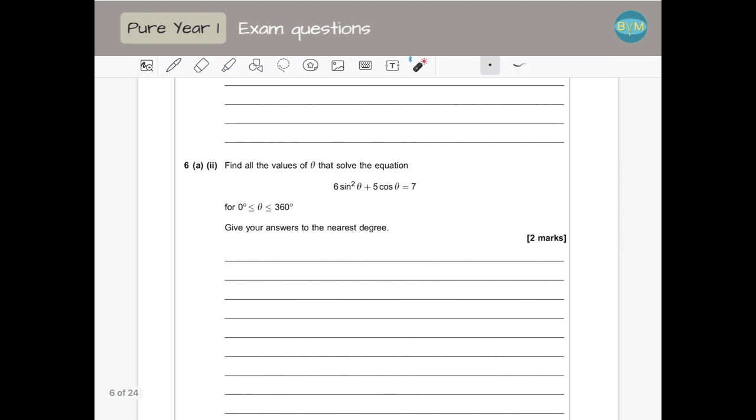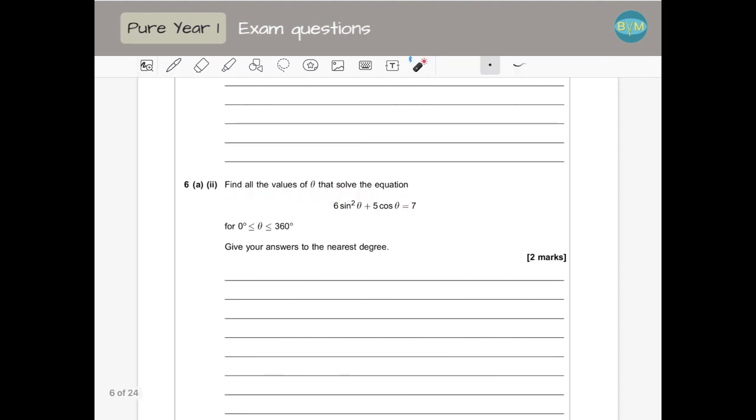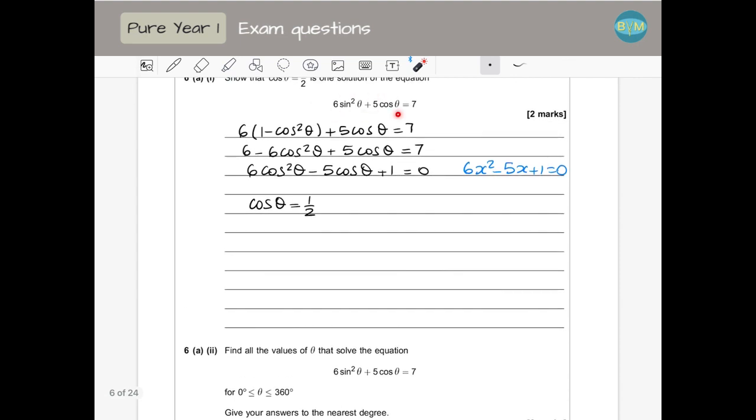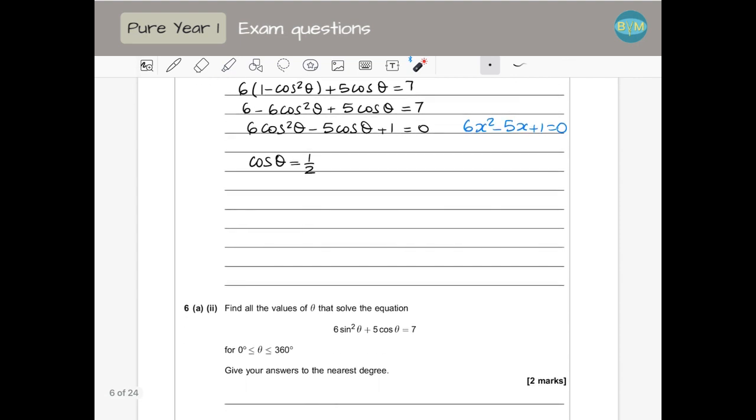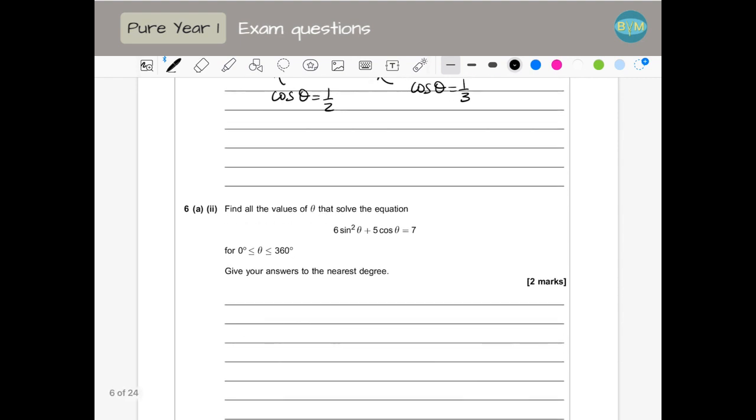Then the second one, it says find all the values of theta that solve the equation. And this equation is precisely the one that we were doing here. So what we are going to do is to find the other solution, which is cos theta equals a third. If we factorize this, we have 2 cos theta minus 1, 3 cos theta minus 1 equals 0. From here we have cos theta is 1/2, and from here cos theta is 1/3. To solve it, we work with these two possibilities.